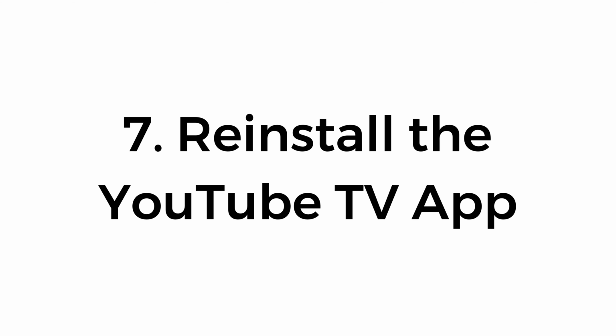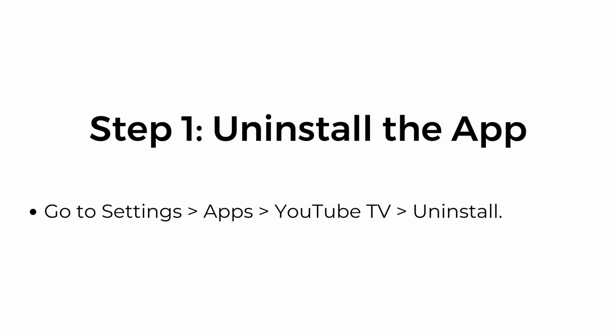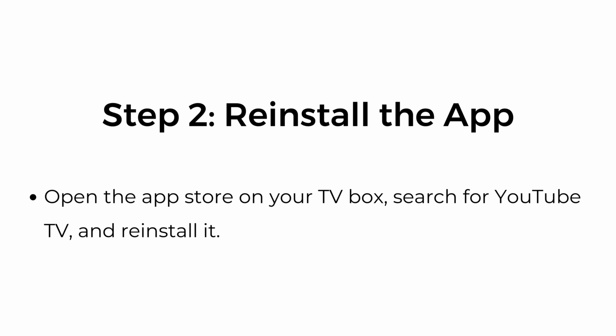7. Reinstall the YouTube TV app. Step 1. Uninstall the app. Go to Settings, Apps, YouTube TV, Uninstall. Step 2. Reinstall the app. Open the App Store on your TV box, search for YouTube TV, and reinstall it.